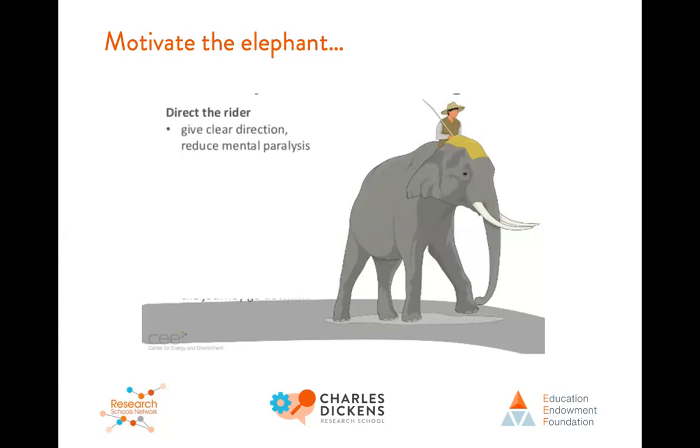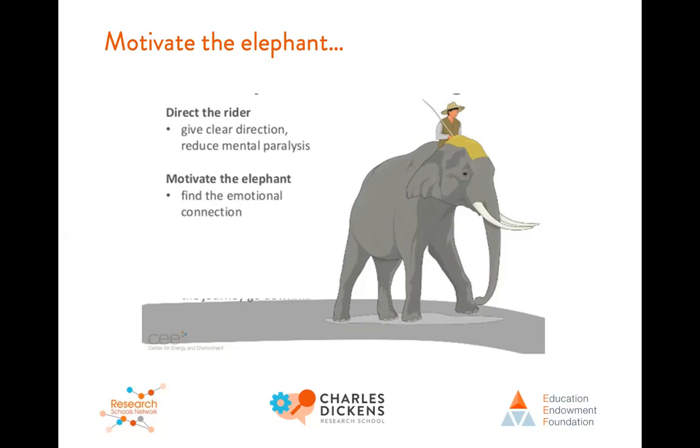The rider, our conscious, rational brain, analyzes, plans, solves problems, and the rider needs clear instruction and direction. They need to know where they're going, but the rider alone cannot complete the journey.